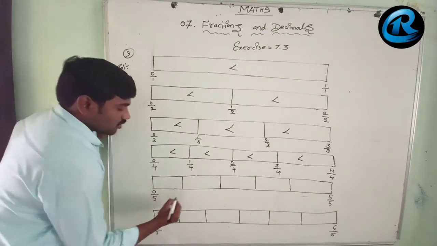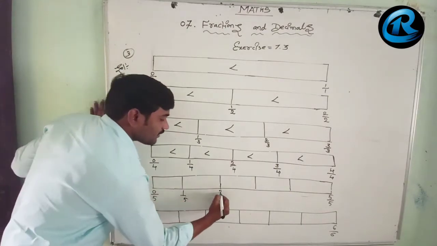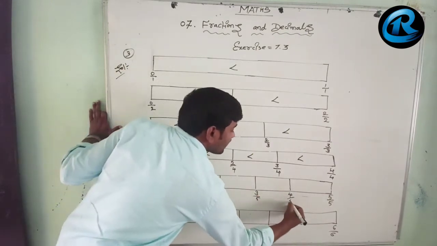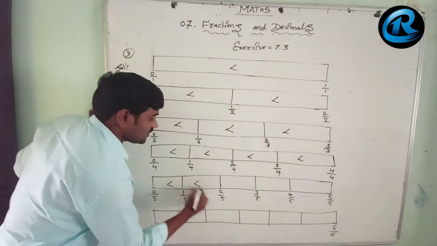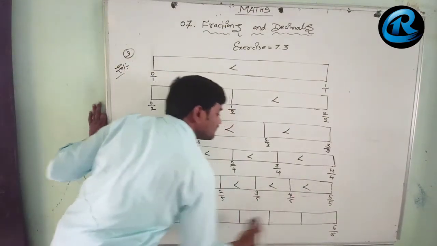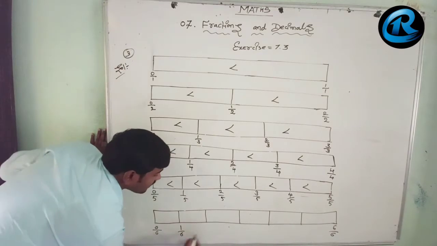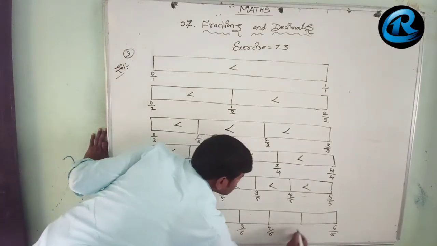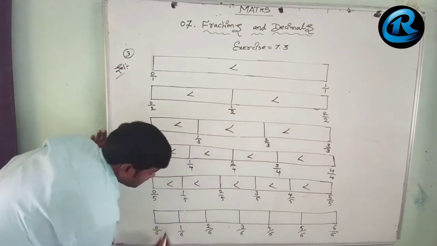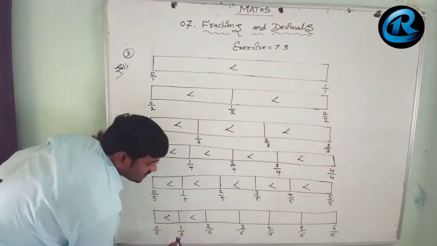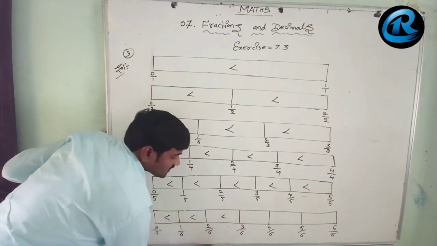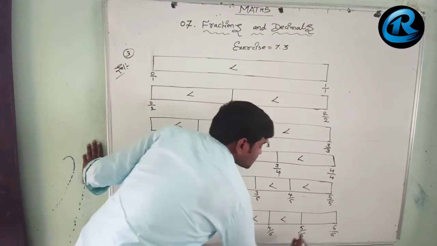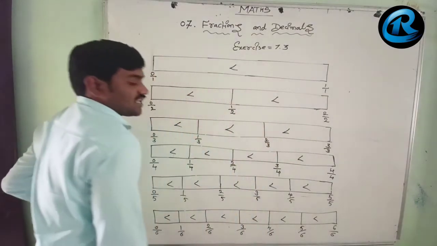Then 0 by 5, 1 by 5, 2 by 5, 3 by 5, 4 by 5, 5 by 5. So all these will have the less than symbol, similarly. So it comes like 1 by 6, 2 by 6, 3 by 6, 4 by 6 and 5 by 6. 0 by 6 is less than 1 by 6, 1 by 6 is less than 2 by 6, 2 by 6 is less than 3 by 6, 3 by 6 is less than 4 by 6, 4 by 6 is less than 5 by 6, 5 by 6 is less than 6 by 6.